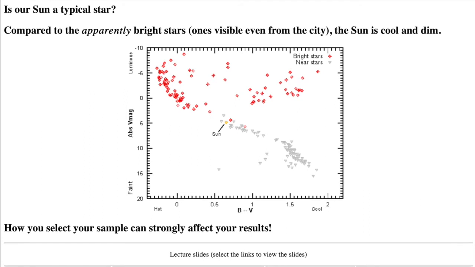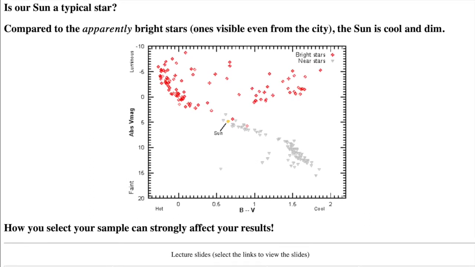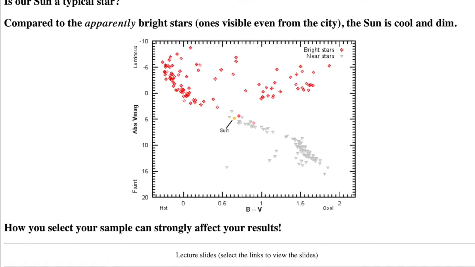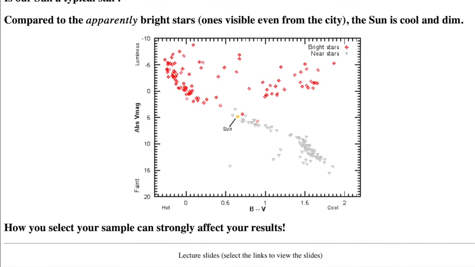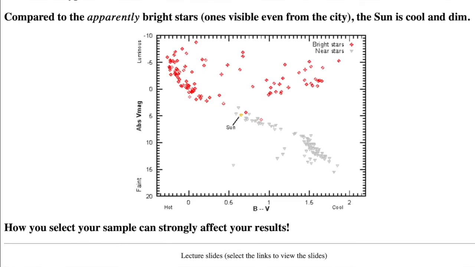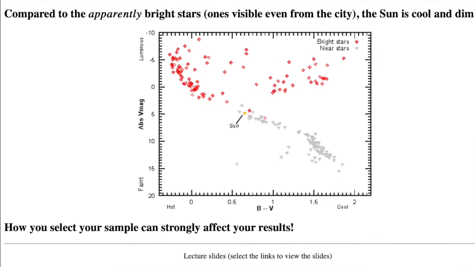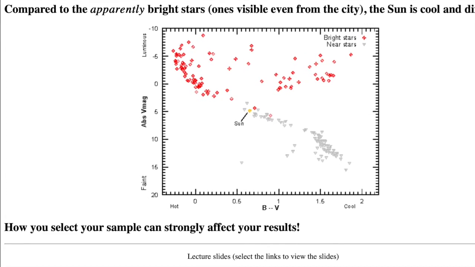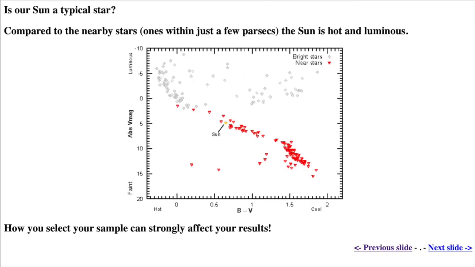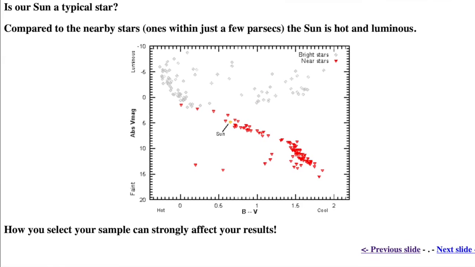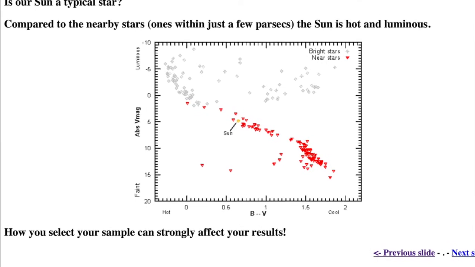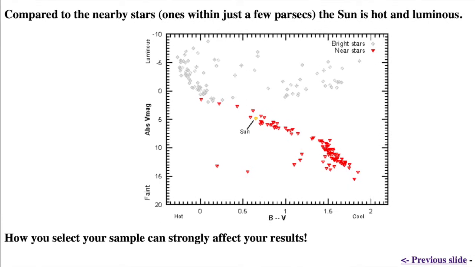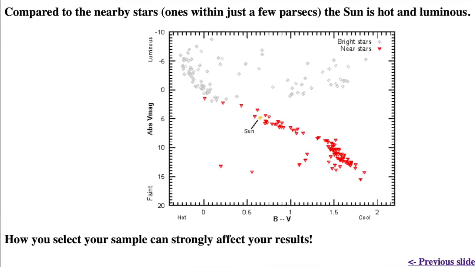Next slide. Is our Sun a typical star? That's the question for the next few slides. Compared to apparently bright stars, ones that are visible even from the center of a city, the Sun is relatively cool and dim. How you select your sample, that is, group your stars, can strongly affect your results. Next slide. Compared to the nearby stars, that is, ones within just a few parsecs of us, the Sun is hot and luminous. How you select your sample can strongly affect your results.